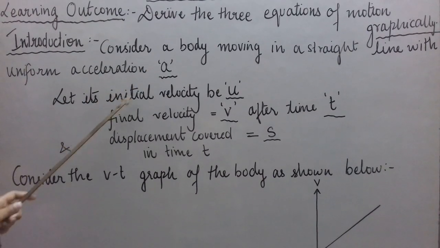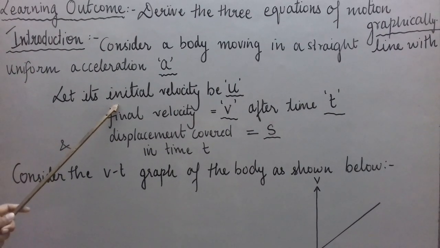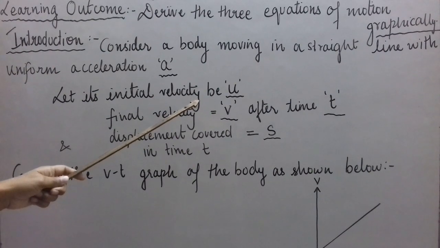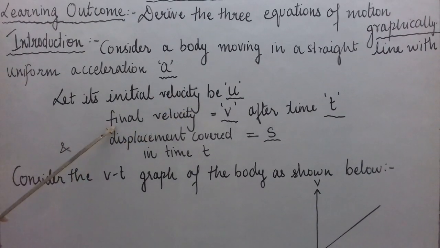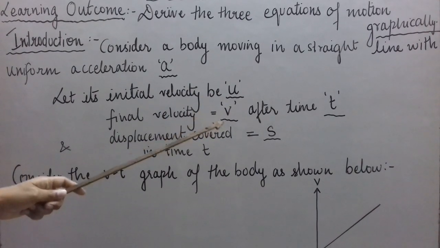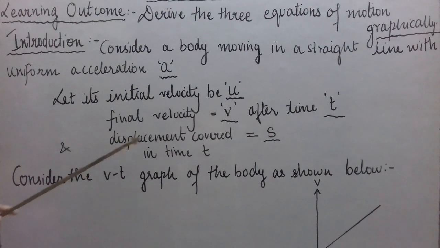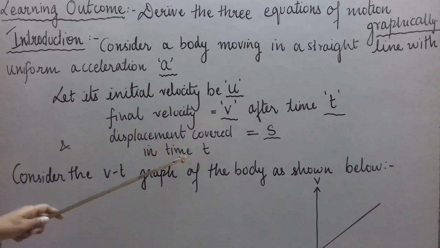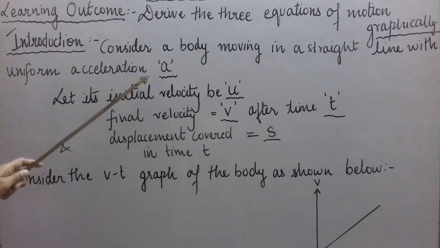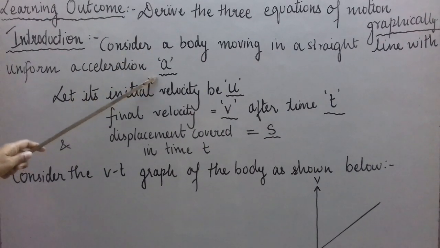Let its initial velocity be u. Initial velocity means when time is equal to 0, let the initial velocity be u. It means the body was already in motion. Final velocity be v after time t. So after time t, the final velocity becomes v. And displacement covered in this time t is s. So I have introduced all the letters here.